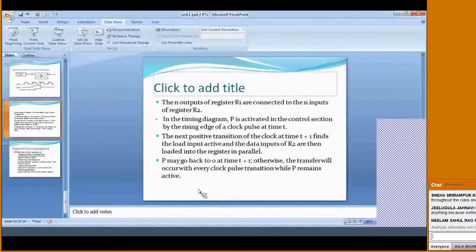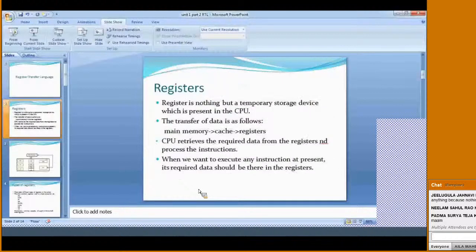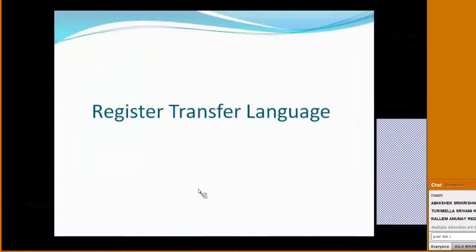So, a register is a storage device. We have different storage devices like registers, memory, hard disk, and so on. One of the storage devices is the register, but it is a temporary storage device. Data is permanently stored in the hard disk, that is, in your secondary storage device.